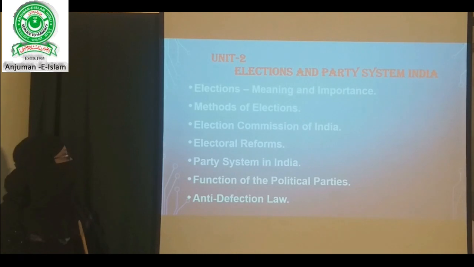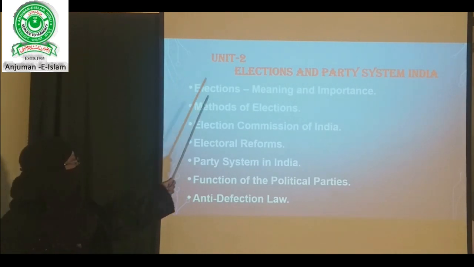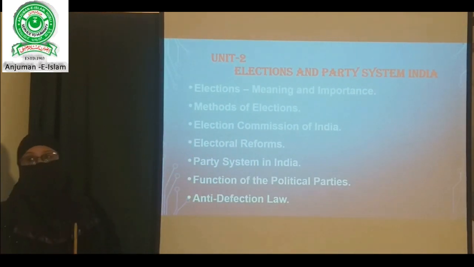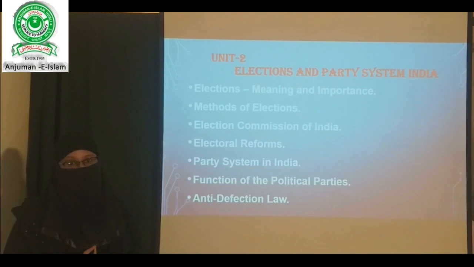Next comes Unit 2, that is elections and party system in India. Students, elections are the foundation stone of democracy. As you know, India is the largest democracy of the world. When we are under the governing system of democracy, we have to understand the election system of our country.